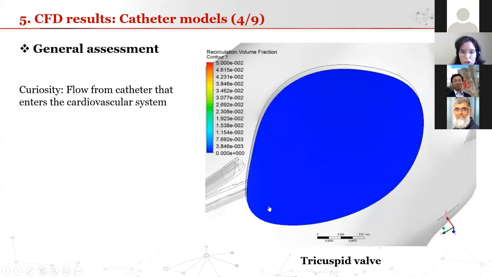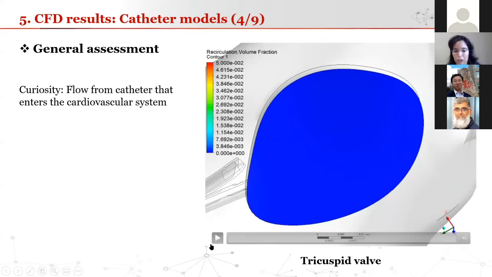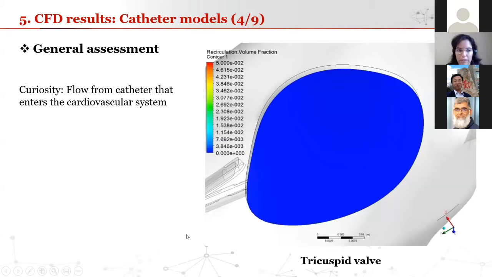Another thing which we looked into, but not extensively because we didn't have a lot of information to compare with, was to monitor the amount of flow coming from the catheter and entering the tricuspid valve. If the flow enters the tricuspid valve, it means it's going into the rest of the left heart and then throughout the body. So this actually shows the amount of filtered blood that goes into the human system.